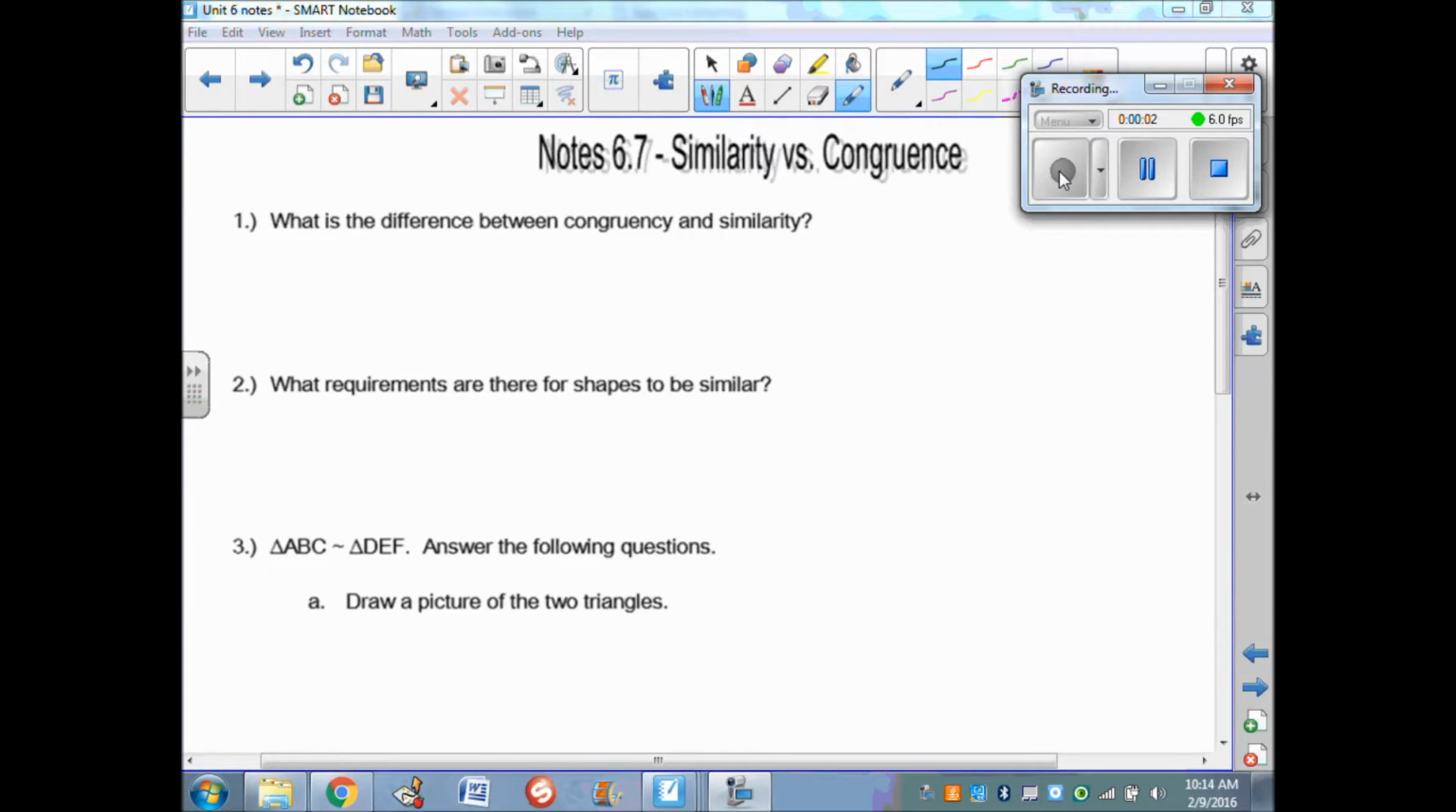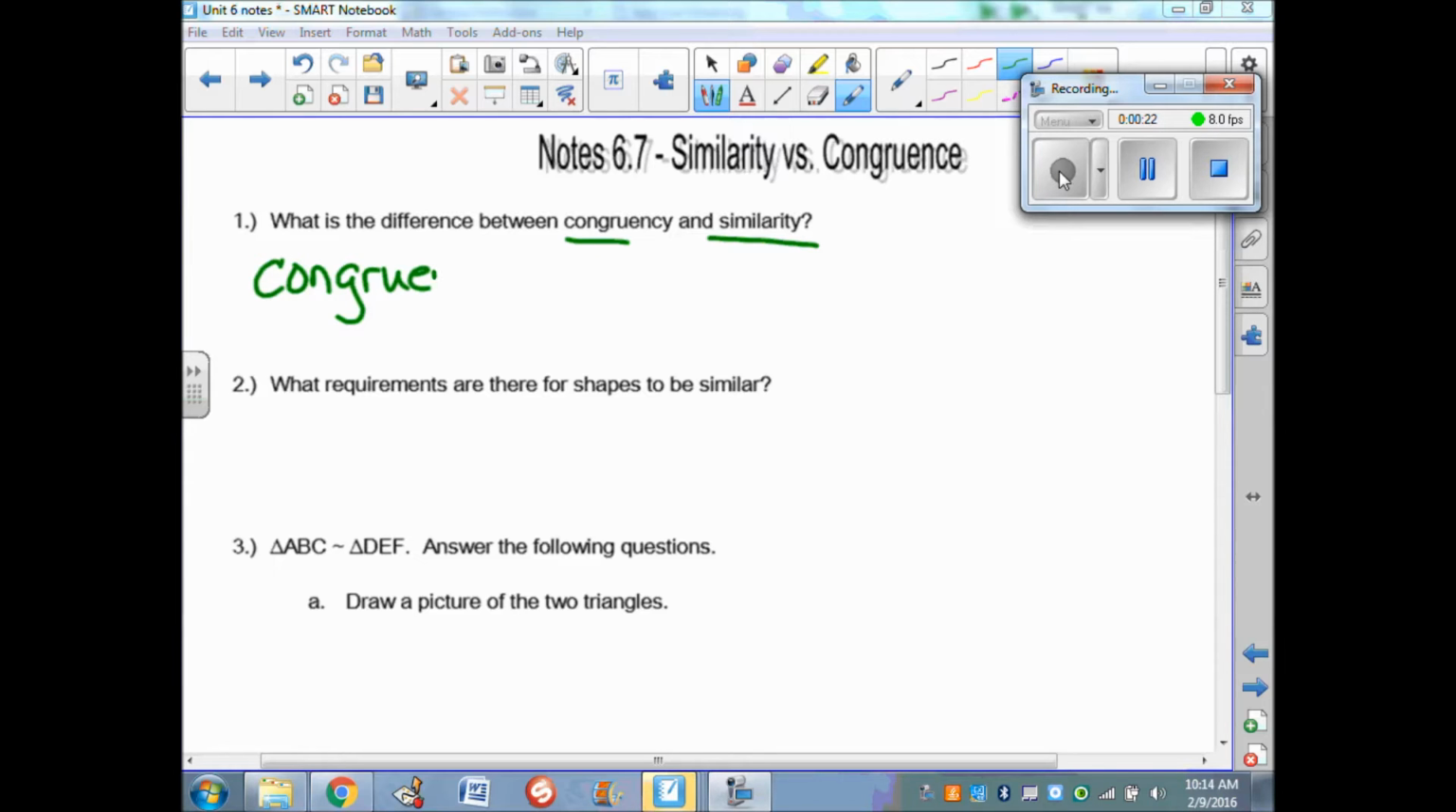Note 6.7, similarity versus congruence. So we've got two different ideas here, similarity and congruence, but they're closely related. It says, what is the difference between congruency and similarity? Okay, so let's talk about what congruent means.